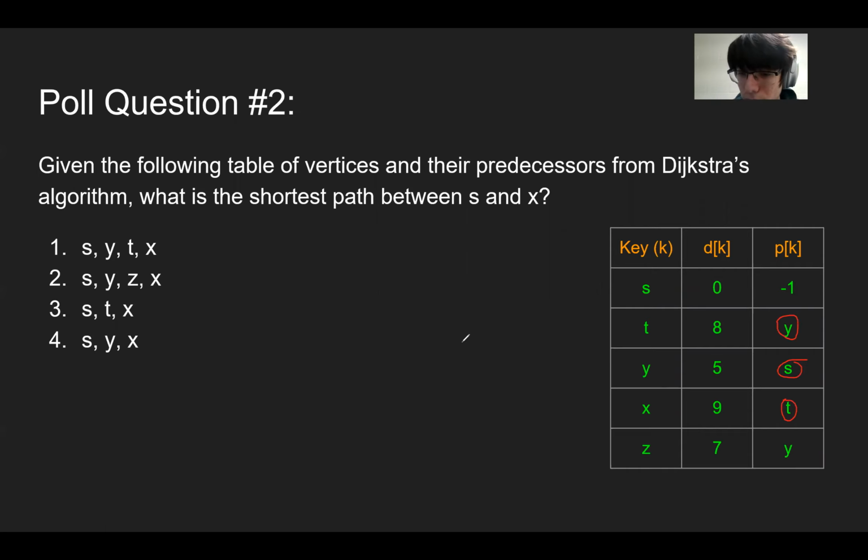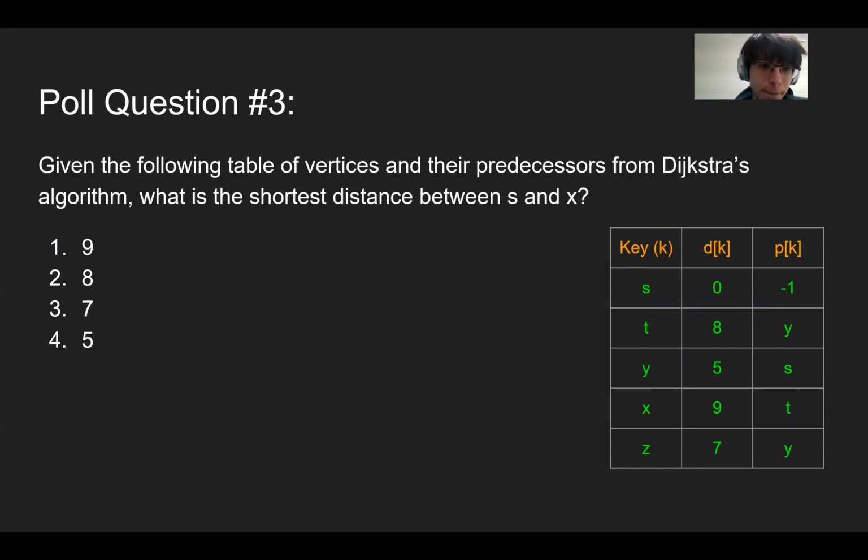So what we know is that the last thing was X. The thing right before it was T. The thing right before T was Y. And the thing right before Y was S. So the path went S, Y, T, X, and that is the answer.